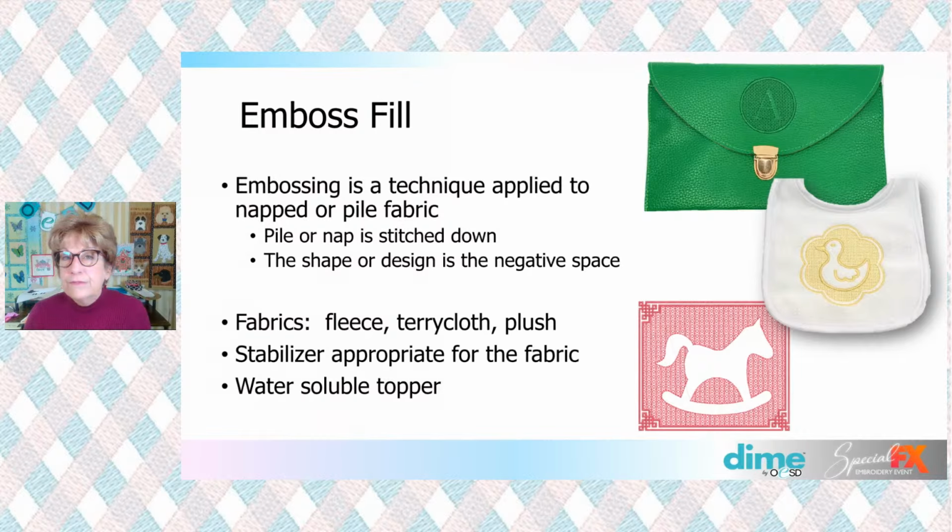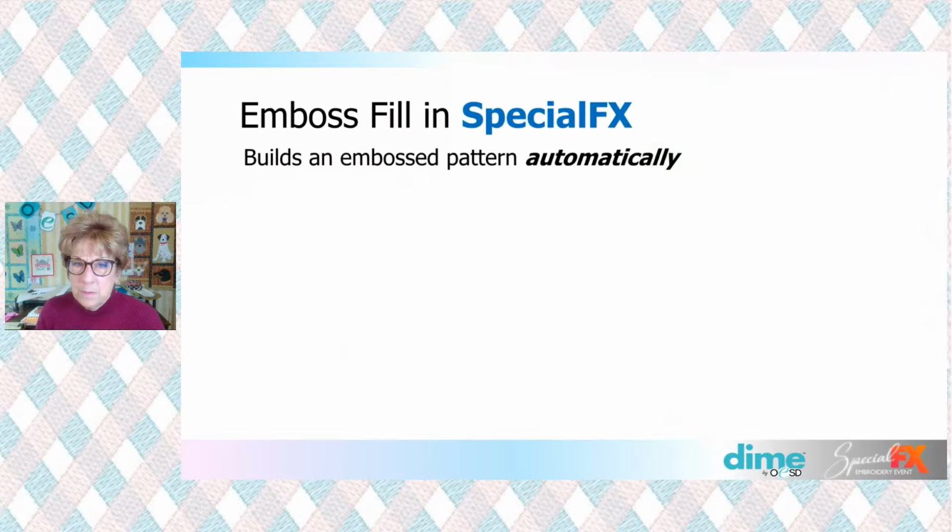We use it on fleece, terry cloth, plush fabrics. We also can use it on vinyl, not so much because it's a plush fabric, just because it goes well with the embossing. We use a stabilizer appropriate for the fabric, and we use a water-soluble topper. So you want to make sure that you get some water-soluble topper today. The emboss fill, which is a technique in special effects, builds that emboss pattern automatically.